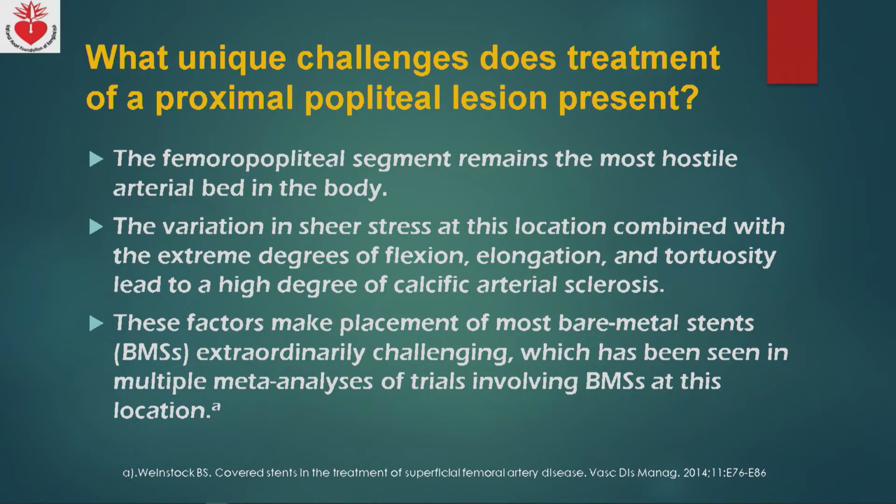The unique challenge of intervention in the femoropopliteal segment is that it remains the most hostile arterial bed in the body. Variation in shear stress at this location, combined with extreme degrees of flexion, elongation and tortuosity, leads to a high degree of calcific arteriosclerosis. These factors make placement of most bare metal stents extraordinarily challenging, which has been seen in multiple meta-analyses of trials involving bare metal stents at this location.